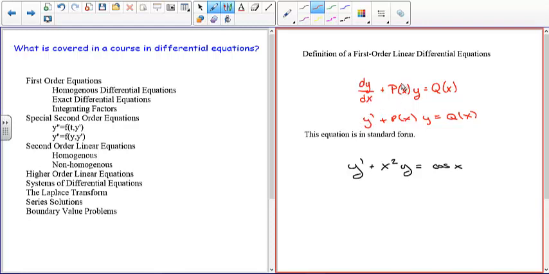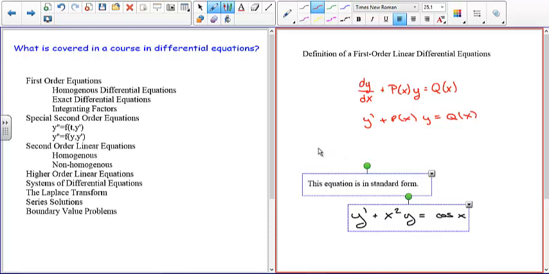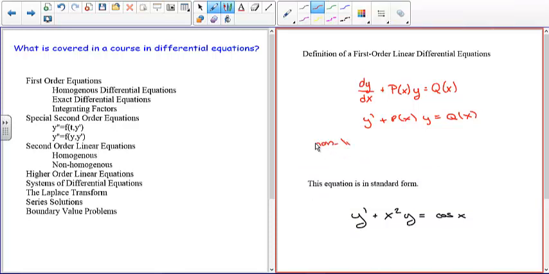Linear is because we have just y. We don't have y squared. So let me show you what a nonlinear differential equation would look like. If I were to have the same thing, y prime plus p of x times y squared equals q of x, that would be nonlinear. So linear means we just have y. And differential equation just means it involves a derivative.